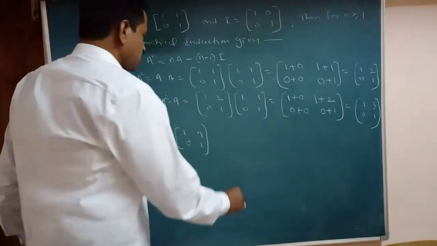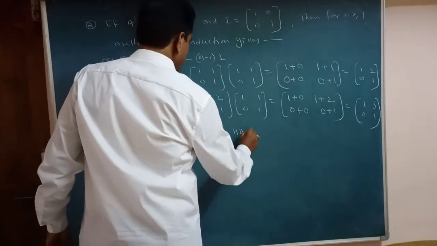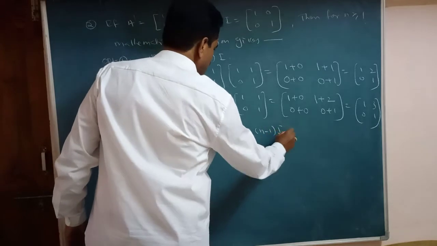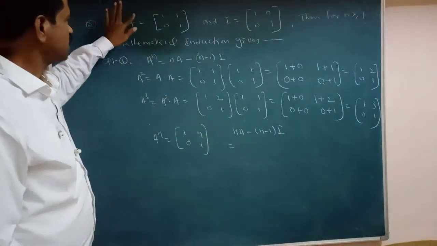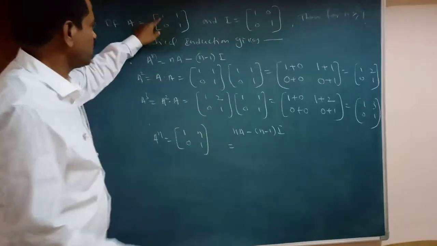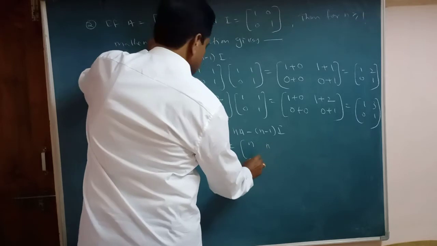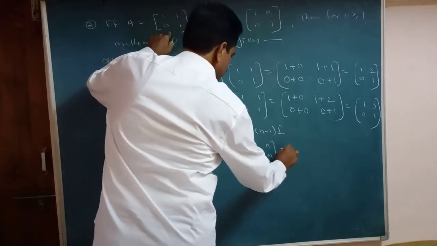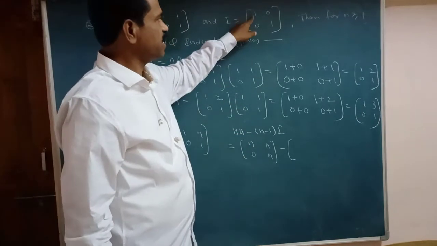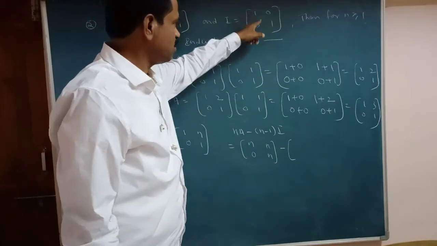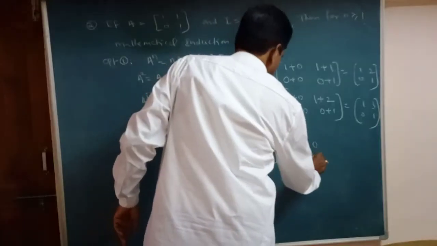Next, the RHS: n into A minus (n minus 1) into I. So n multiplied with A, that is n into the matrix 1 n 0 1, gives 1 n 0 n. Next, minus (n minus 1) into I. Identity means in place of 1 and 1 we write n minus 1, and the remaining entries are zeros: n minus 1, 0, 0, n minus 1.